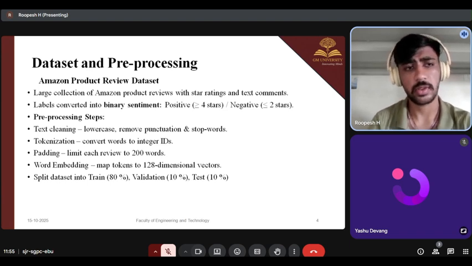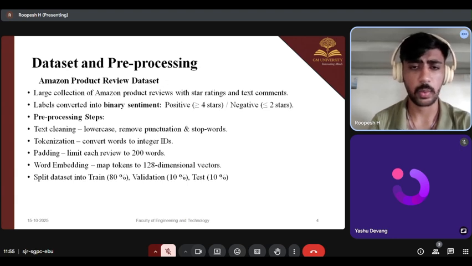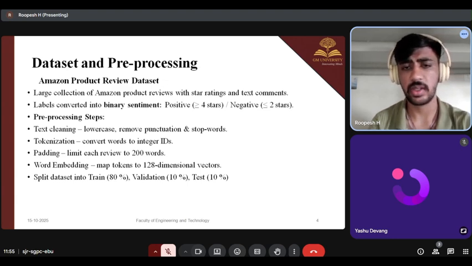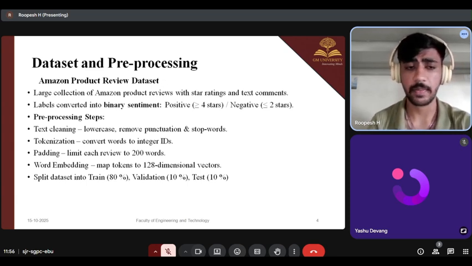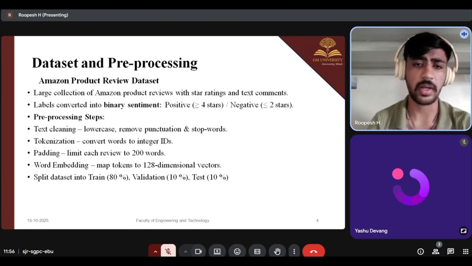The dataset was split into three parts: training, validation, and testing sets, which is 80, 10, and 10 percent respectively. In the sense, training is 80%, validation is 10%, and testing is 10%.